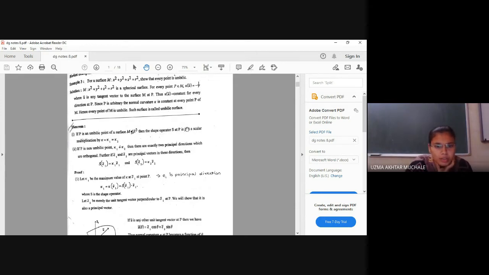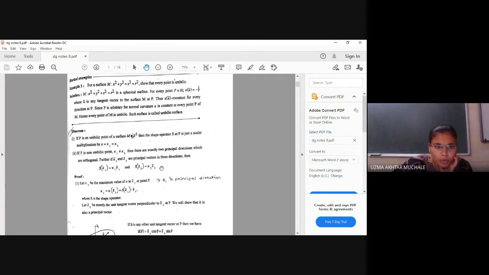Then we have to say that the shape operator is just a scalar multiple of identity, that is k1 is equal to k2. That is nothing but the maximum and minimum values of the normal curvature. If p is a non-umbilic point, that means if k1 is not equal to k2, then we have to prove that S of e1 is equal to k1 e1, S of e2 is equal to k2 e2.